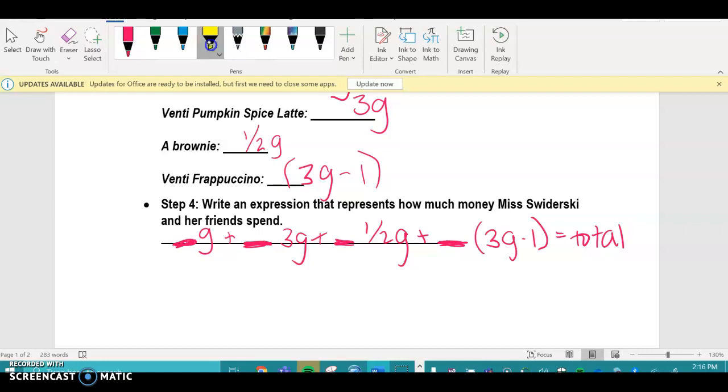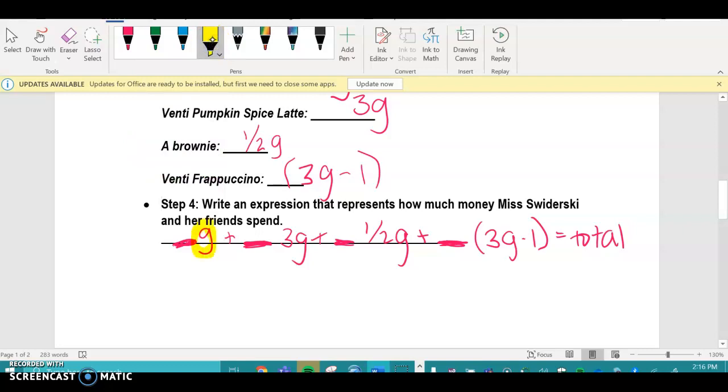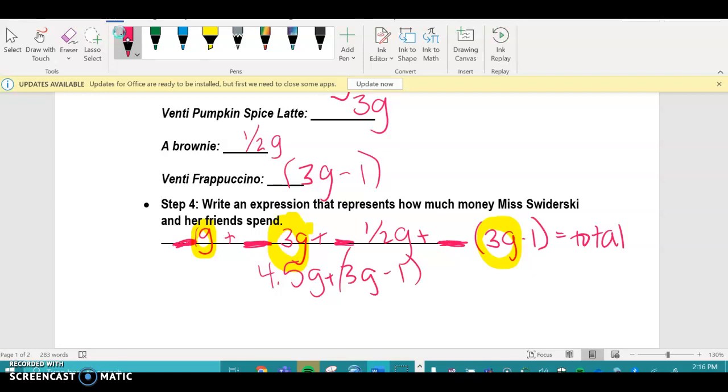So what I can do is I can actually combine my expression now. I can combine my like terms. So I have a G, a 3G, a half a G, and another 3G. So when I combine those, I get 1 plus 3 is 4, plus a half is 4.5, plus 3, 4.5G plus 3G minus 1. I can still combine those G's. So I get 7.5G minus 1 equal to my total for that.